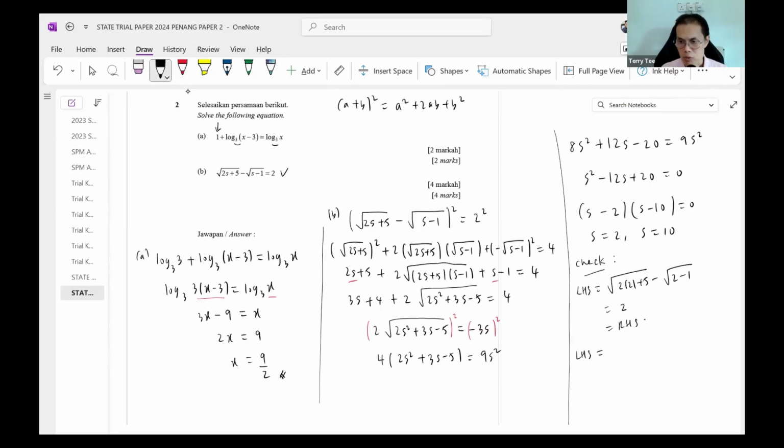The first one I sub s with 2. Second one I sub s with 10. Square root of 2 times 10, which is 20. 20 plus 5 is 25. Then 10 minus 1 is 9, square root is 3, and the square root of 25 is 5. 5 minus 3, you still get 2. This is still the same as the right hand side. So we know we can accept both answers. So in this case, fine, your s is either 2 or 10.